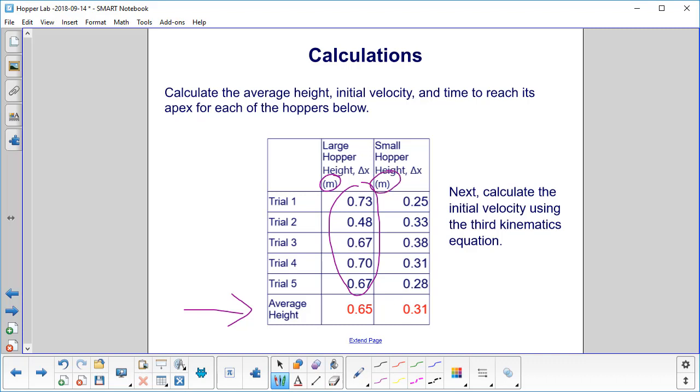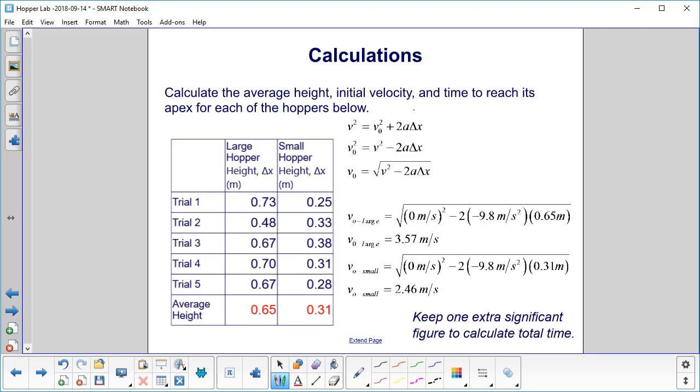Now, calculate the initial velocity for both hoppers using the third kinematics equation, and move on when you've given it a shot to check your answer. The third kinematics equation, so we're trying to find v0, the initial velocity. So we're going to isolate that, okay? So the first thing we do is put v0 squared all by itself, and we do that by subtracting 2a delta x from both sides, and then v0 is then the square root of v squared minus 2a delta x.